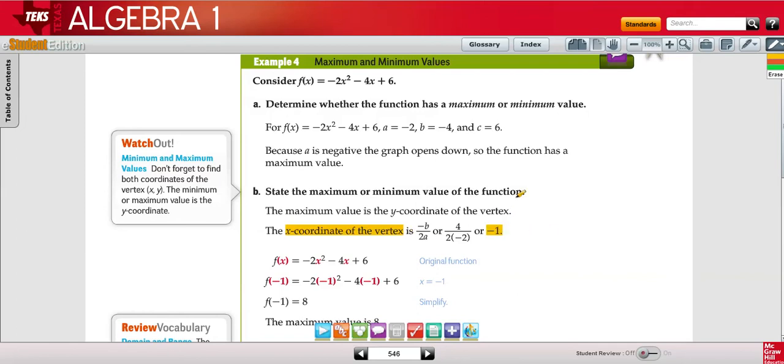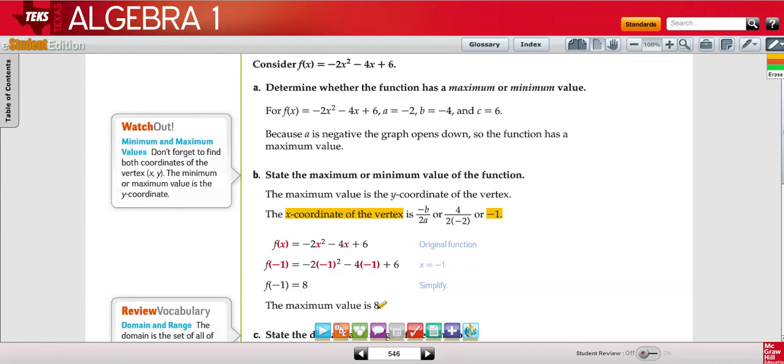So now to figure out the y coordinate, we're going to plug this negative 1 back into our original equation that they gave us. So here, f of negative 1, meaning we're plugging in negative 1 for x. When you type that into your calculator and solve it out, you get that f of negative 1 is equal to 8. This coordinate, negative 1 comma 8, is our vertex. And to find the maximum value, we only need the y value. So our maximum value is 8. Our axis of symmetry would be negative 1. Our maximum value is 8. And this is all given to us from our vertex.